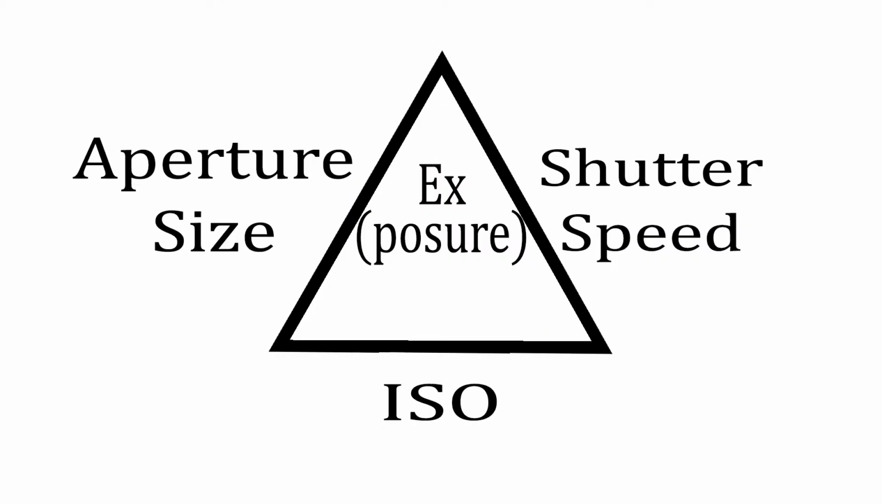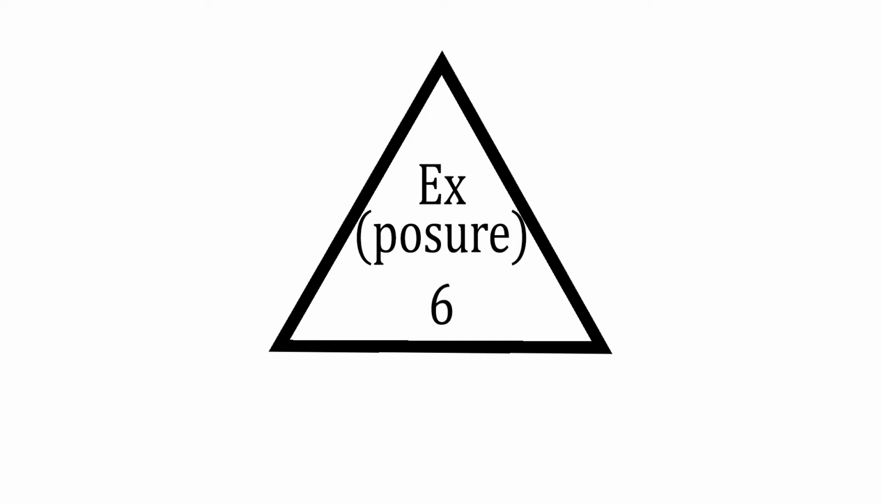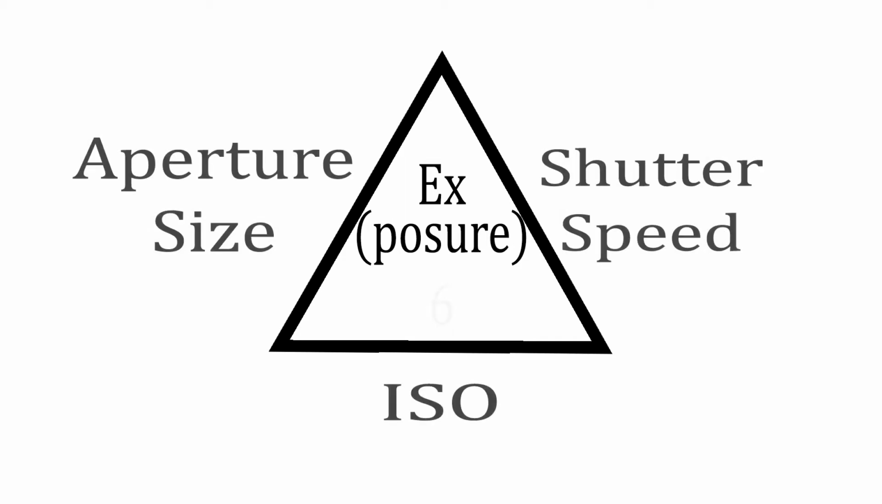Back to our triangle. Let's say that a correct exposure has a definite value, and for argument's sake, let's give it the value of 6. The relationships between the three elements are fixed, which means that changing one of them will necessarily force a change in one or both of the others, in order to achieve the same level of exposure. Let's give each of them a value of 2.